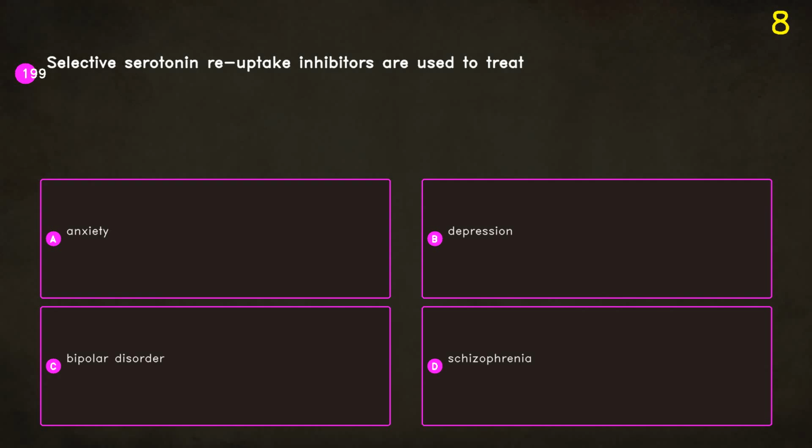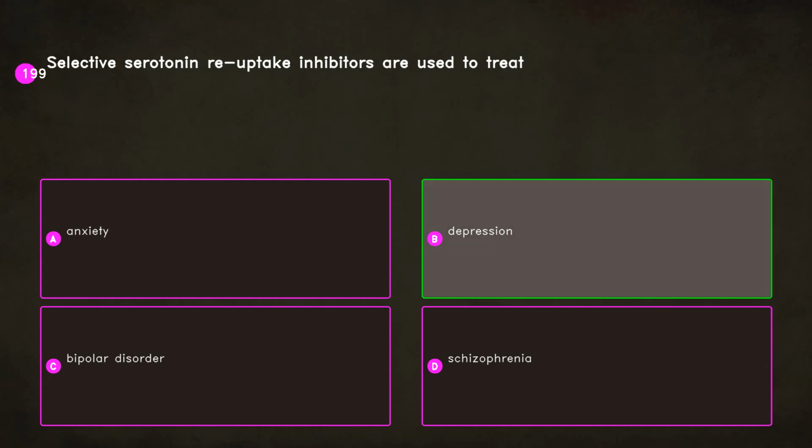Question 199. Selective serotonin reuptake inhibitors are used to treat A. Anxiety, B. Depression, C. Bipolar disorder, D. Schizophrenia. The correct answer is depression.